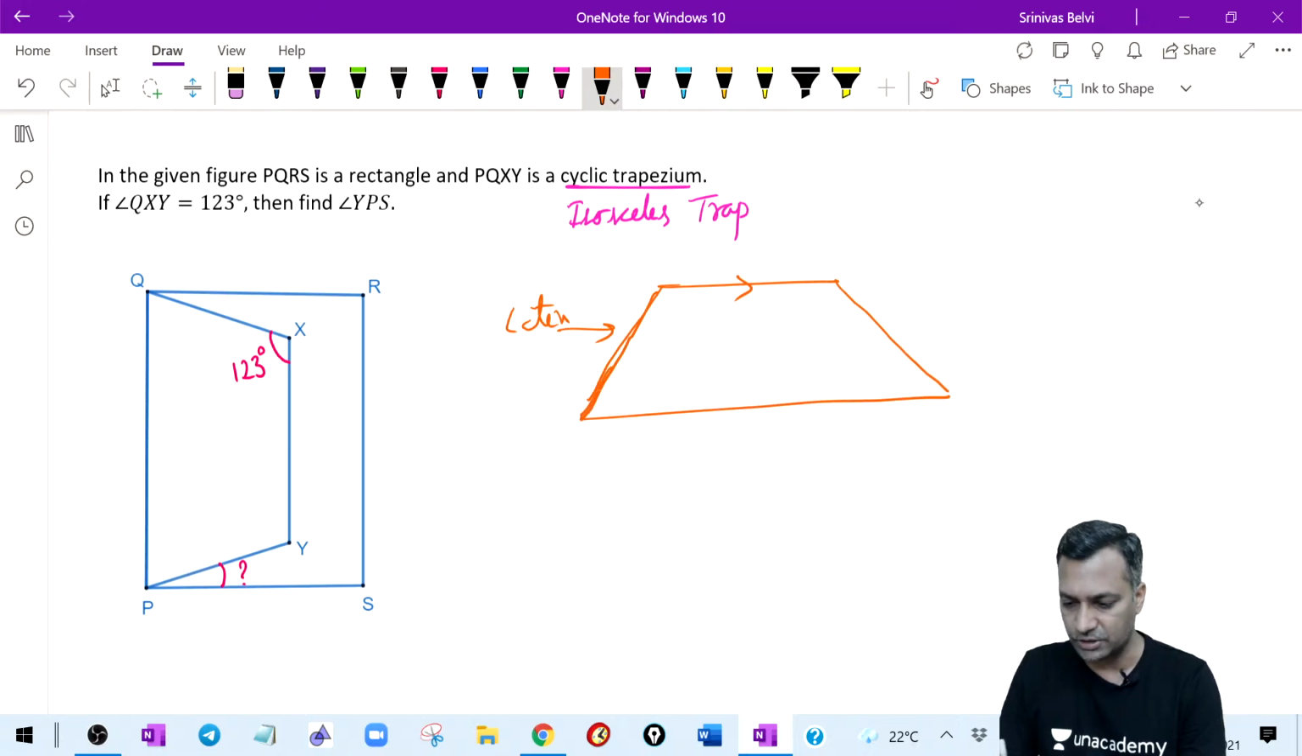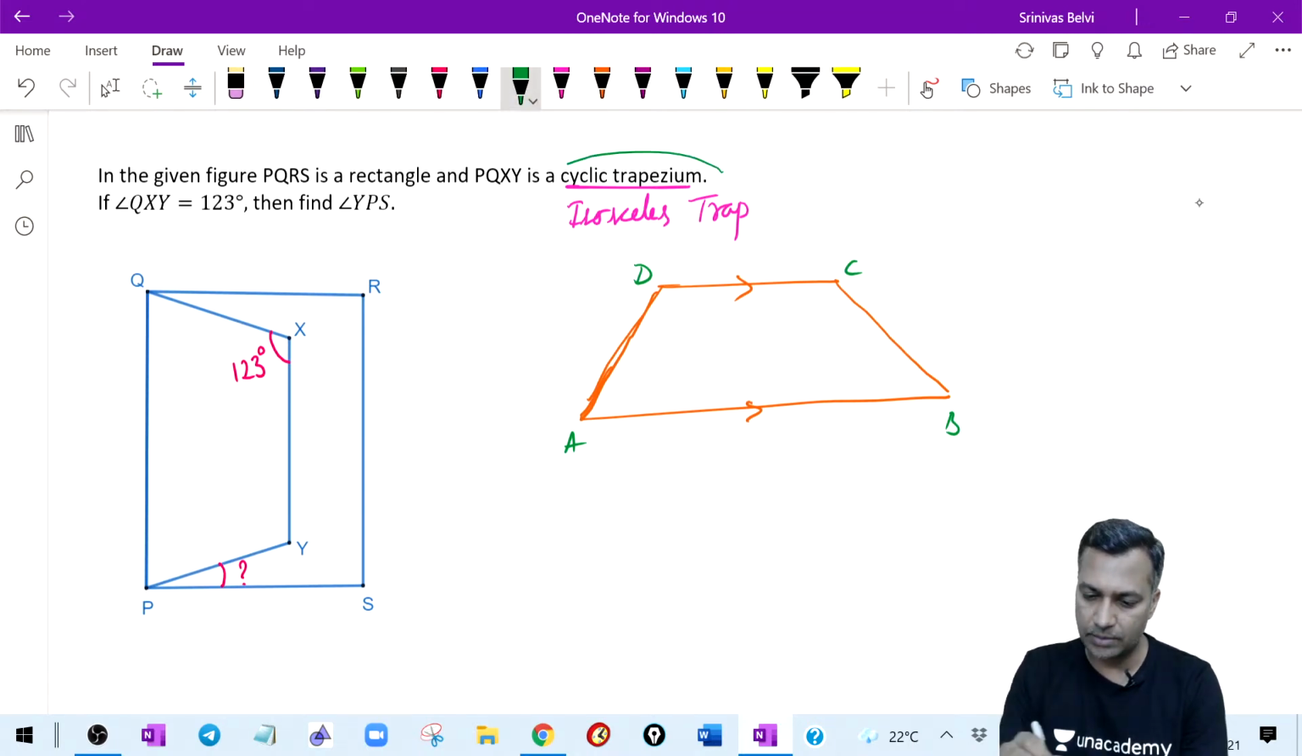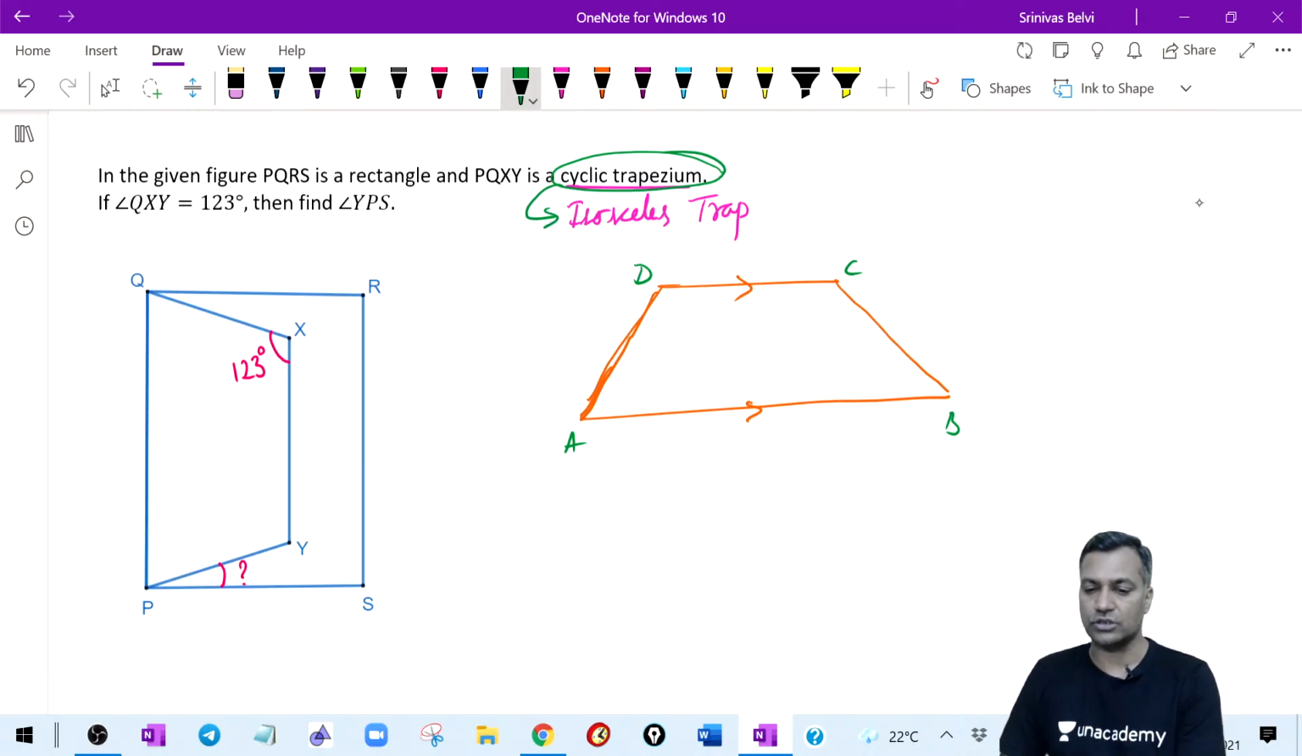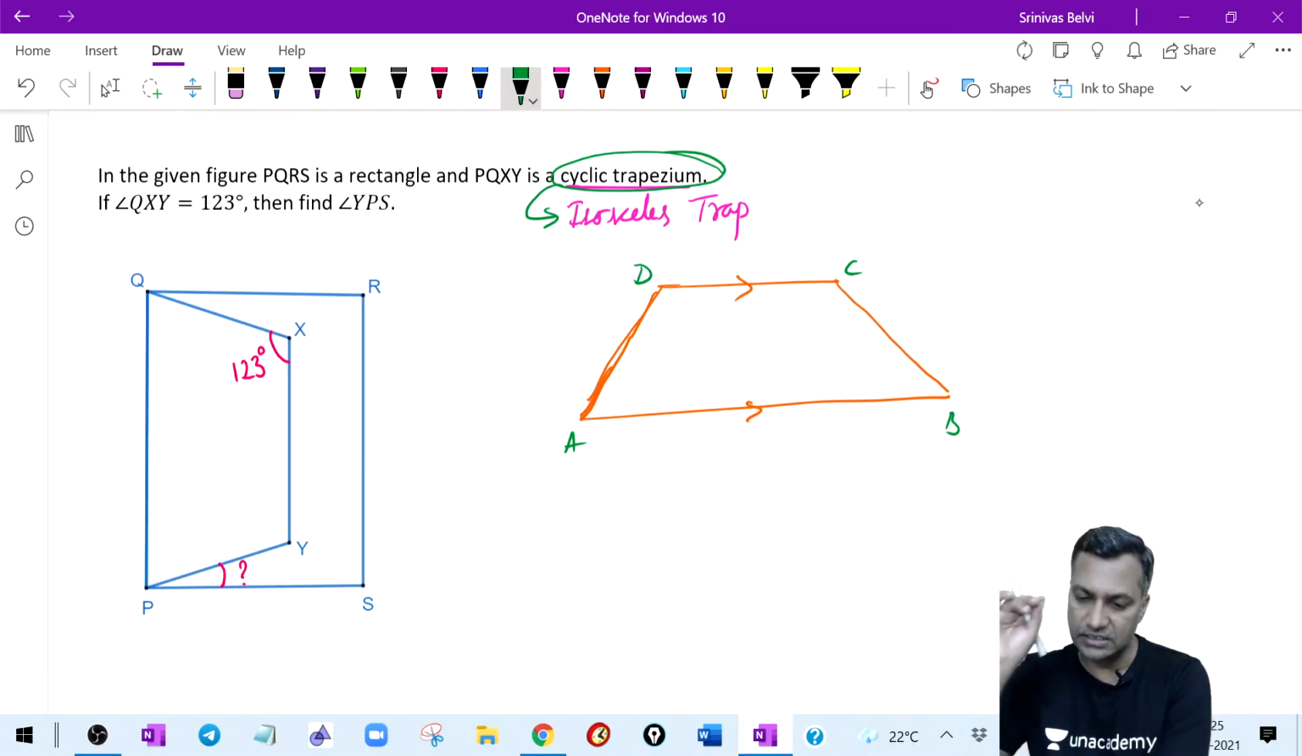Quickly, just to put it into perspective, if I say this is ABCD, then I know that AB is parallel to CD. Now the other two sides are lateral sides. All cyclic trapeziums will be isosceles trapeziums. I'm not saying that every isosceles trapezium is a cyclic trapezium. A cyclic trapezium is nothing but an isosceles trapezium.